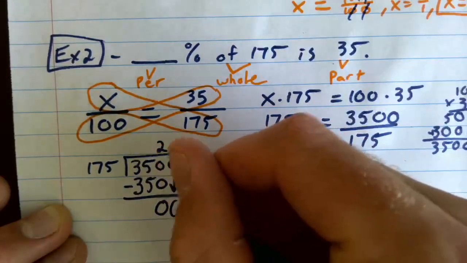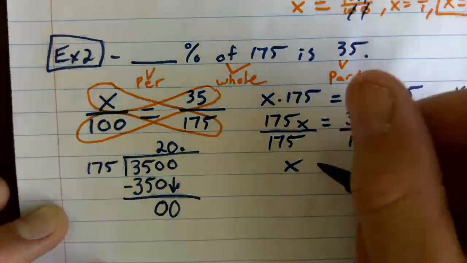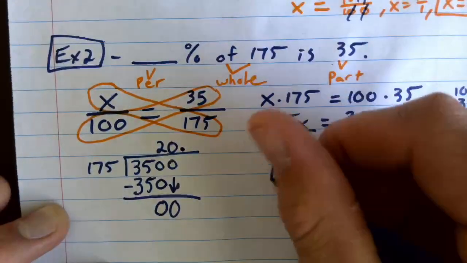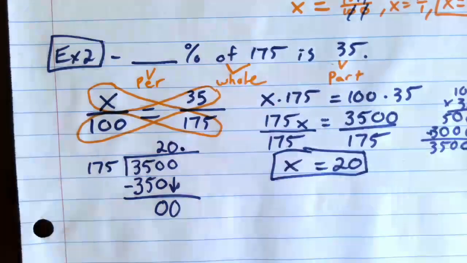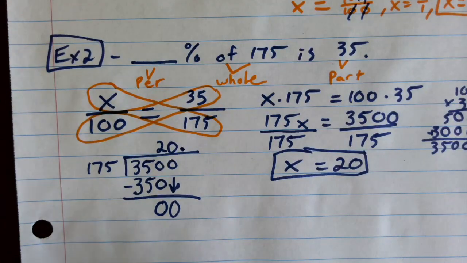Bring down that 0, and if we brought it down, bring it right back up to the top, and your answer is 20. That's it. Your answer is 20. Let's try another one. Let's go ahead and turn that over.